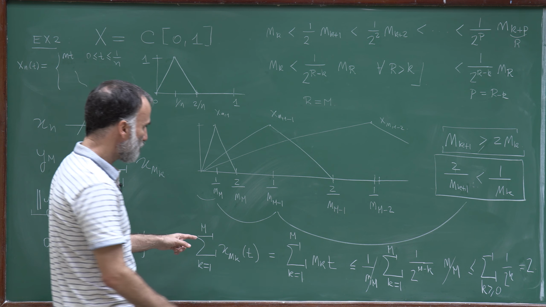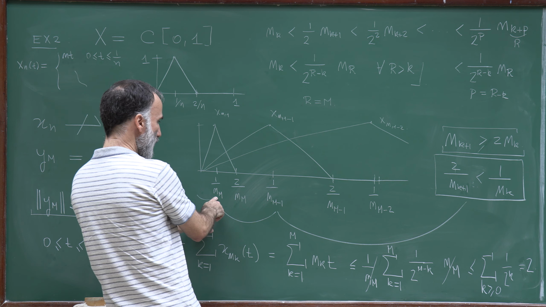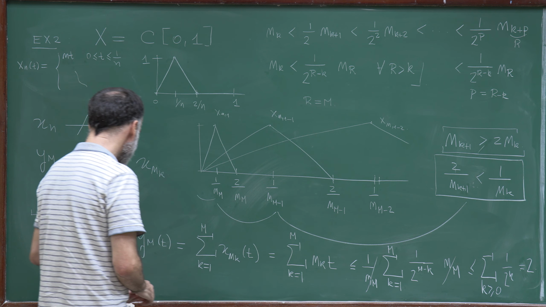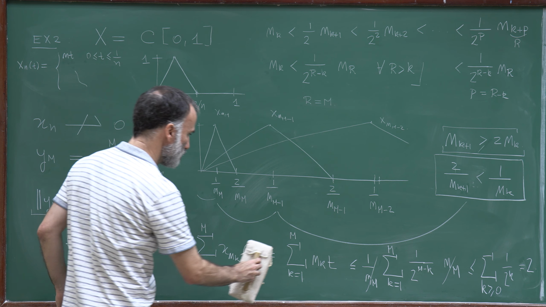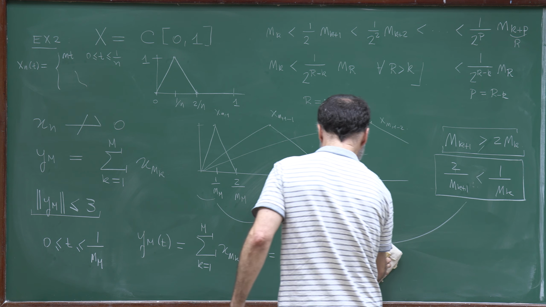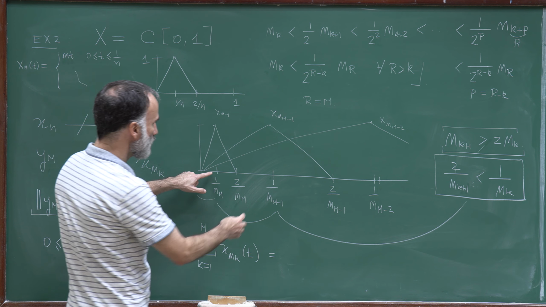So now, as I said, I will consider the interval from 1 over n m to 1 over n m minus 1. So let's see what happens in this interval.